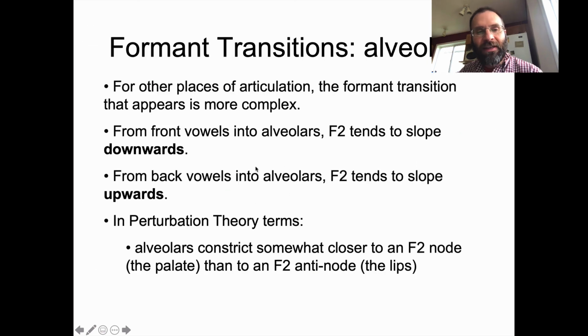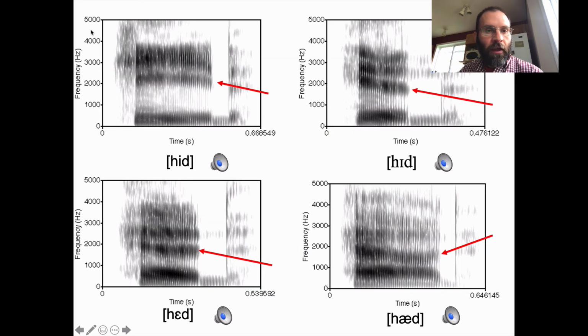Overall, what we wind up seeing is that F2 is going to kind of point to around 1650, 1700 hertz on the frequency scale when we go into an alveolar closure. And you can kind of see this relatively well in these examples here.